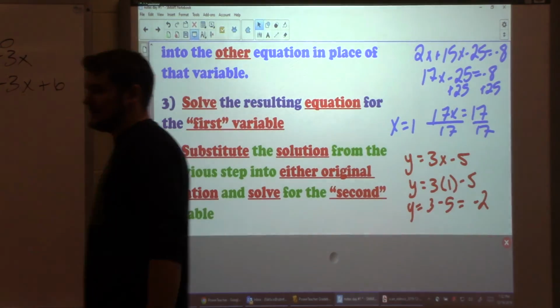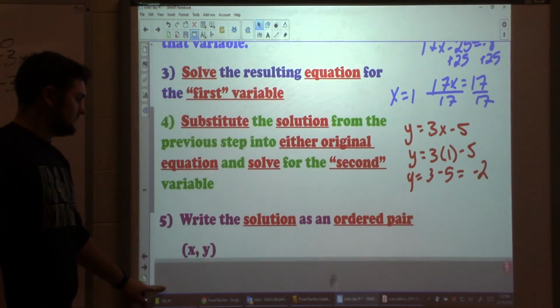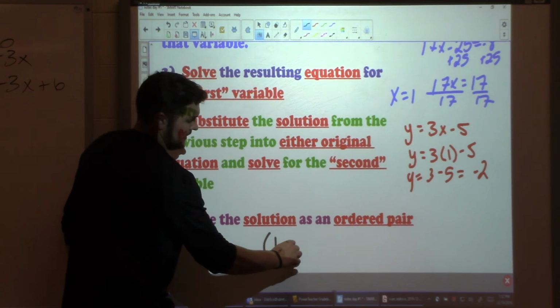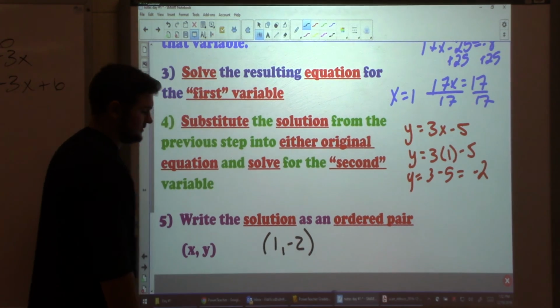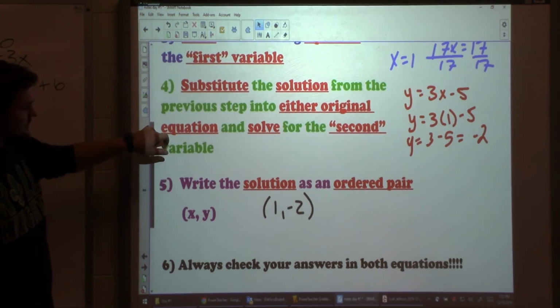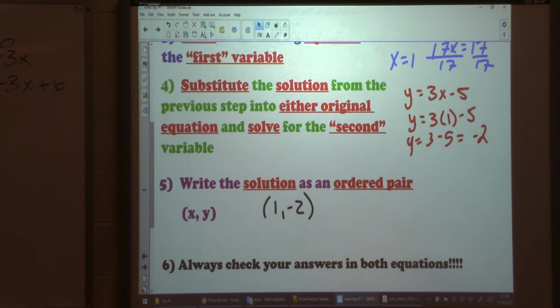And what do you think that next step's going to be? The ordered pair. Write the solution as an ordered pair: (1, negative 2). And then lastly, like I said, a really good habit is to check your answers in both equations. Plug in for x, plug in for y. Make sure they both come out to be true statements.